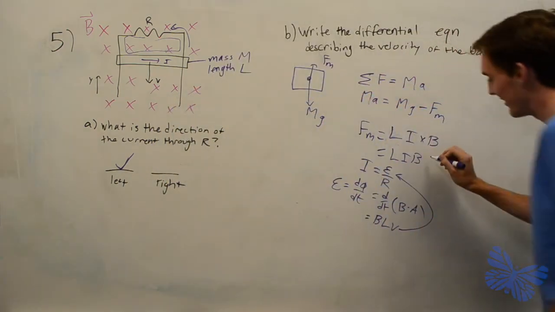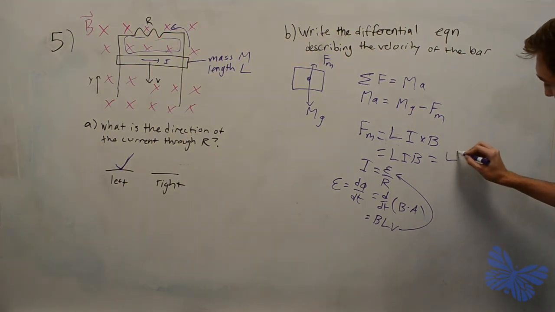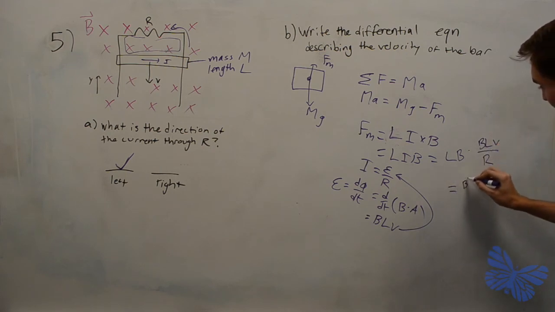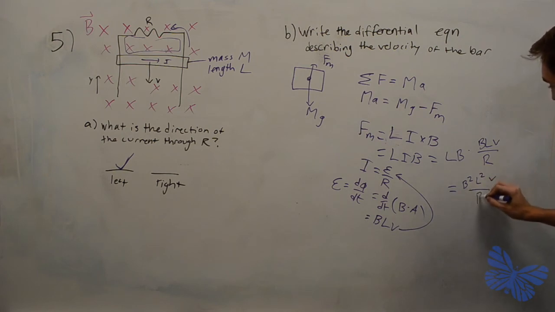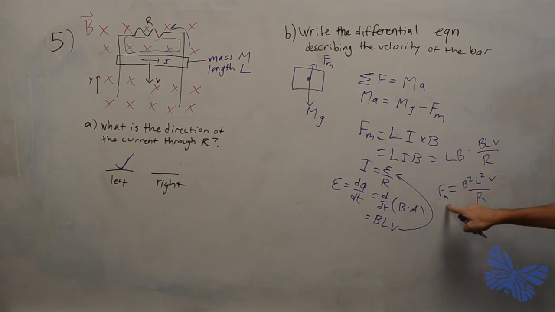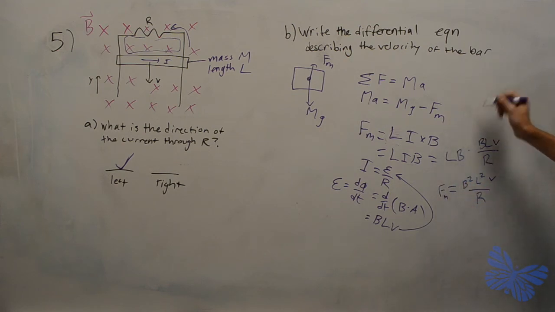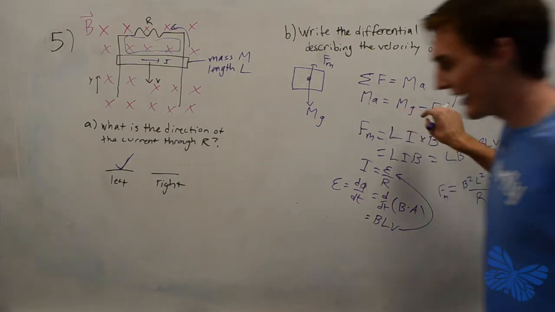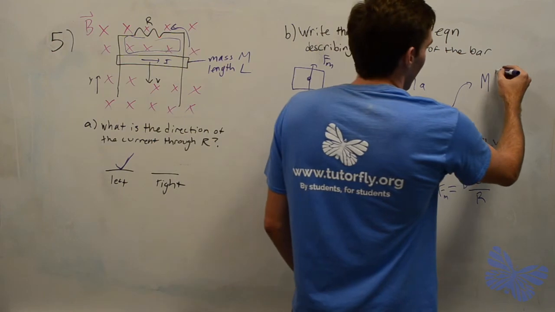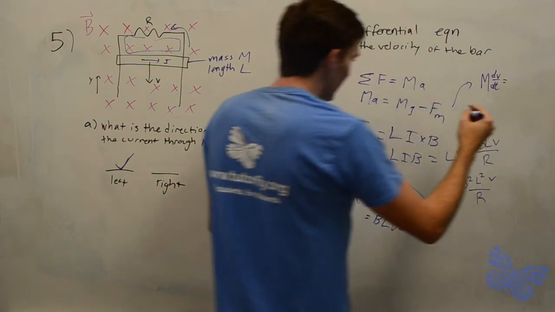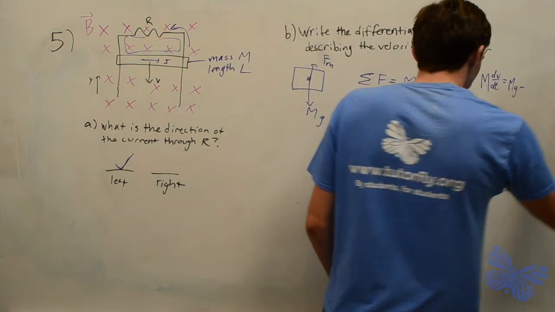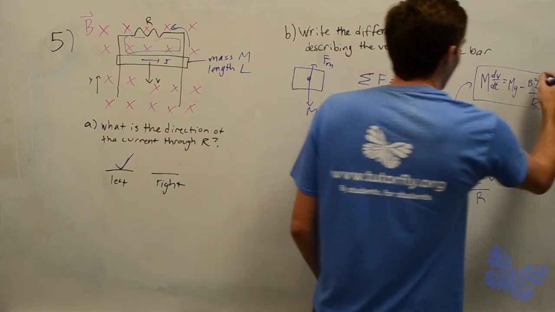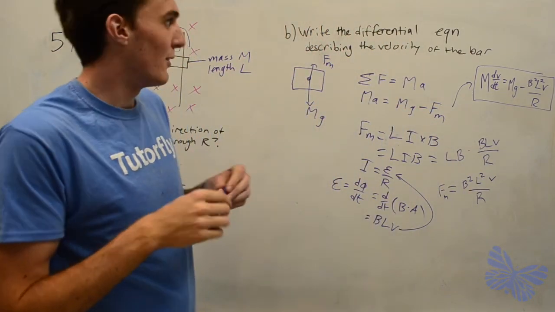So in the end, this works out to be LB times BLV over R, and that's going to be B squared L squared V over R. So this is our force from the magnetic field. And so if we plug that in back up here, we're basically going to get that MA, which is the same thing as dV dt. So we'll get dV dt equals mg minus B squared L squared V over R. So this is our final differential equation. And so that's all it's asking for in part B.